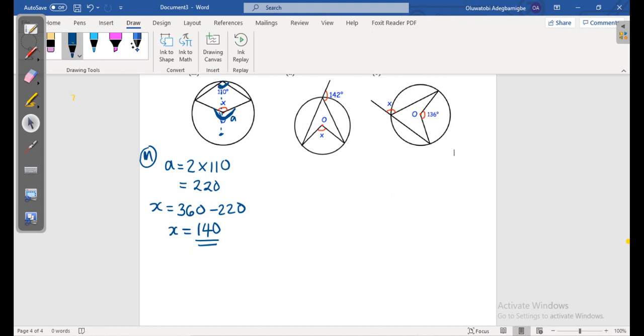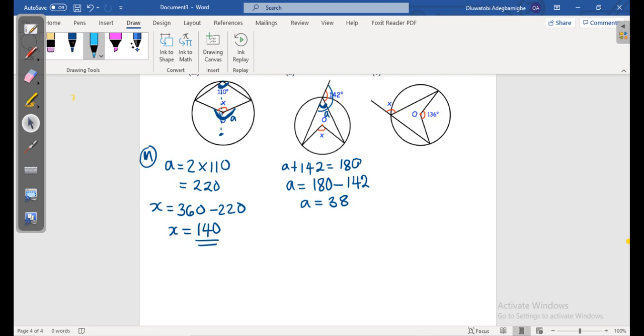For this question, before I can do anything, this is already an exterior angle, so I need to find what is inside here by doing angles on a straight line. So let me say here is A. So that means A plus 142 is equal to 180. That's angles on a straight line. So which means that A is 180 minus 142, and A equals 38.